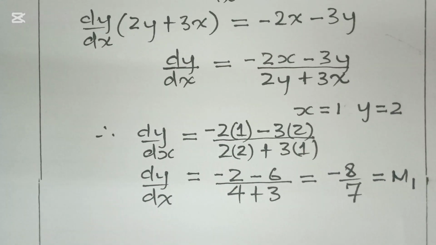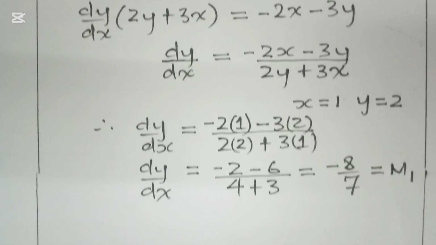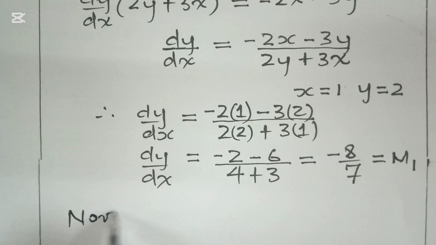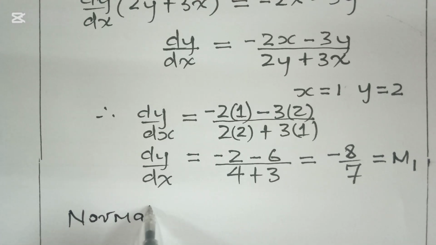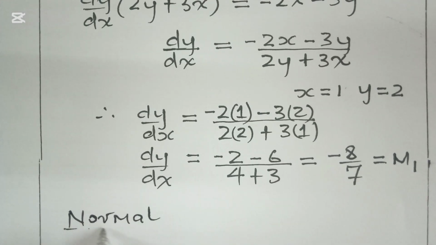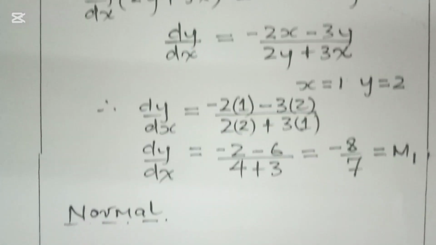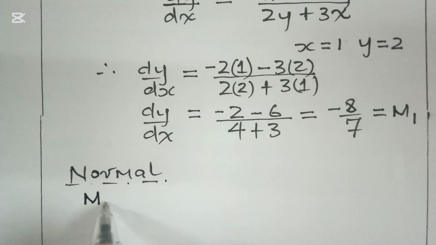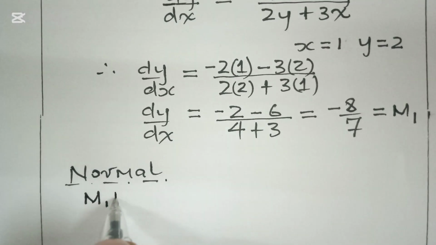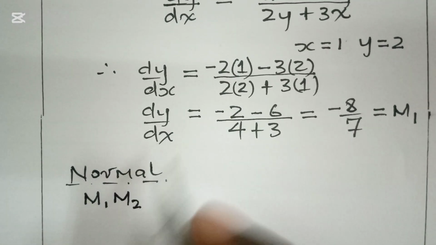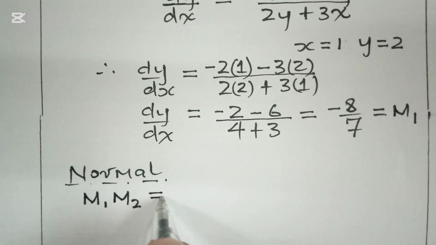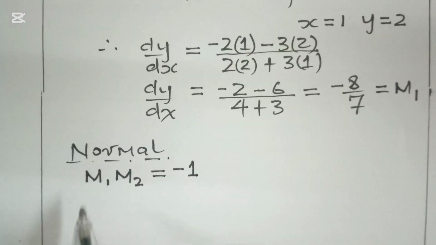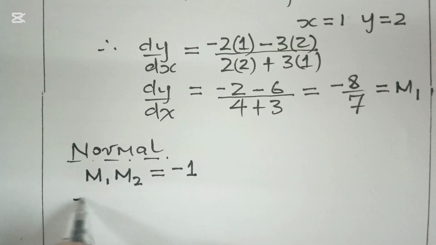From there, guys, I am now going to look for the normal. The normal first. I start with the normal to the curve. For the normal, the equation we have is that M1, the gradient of the curve at that point, if I multiply by the gradient of the normal, we are supposed to get negative 1. And so therefore, M1 is negative 8 over 7.